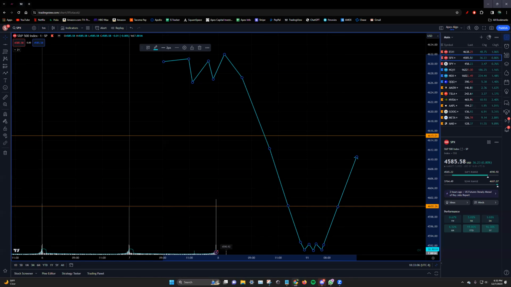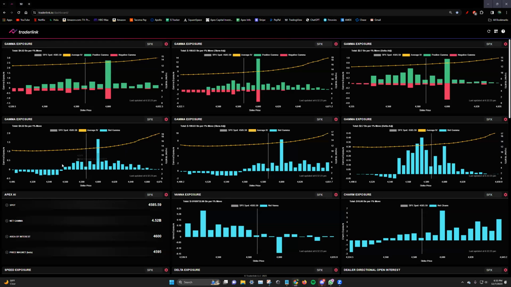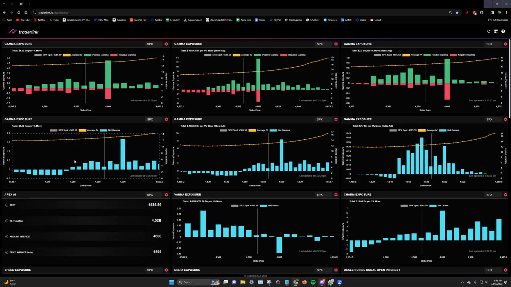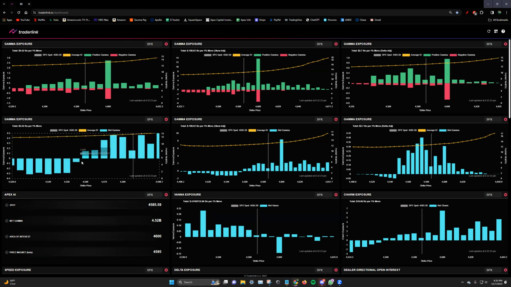Gamma flips act like support and resistance. That's typically how we view it. It's the simplest way. So like at 45.60 here, you have the gamma flip. That will act like a support because it's below spot. If it's above, it'll act like resistance.